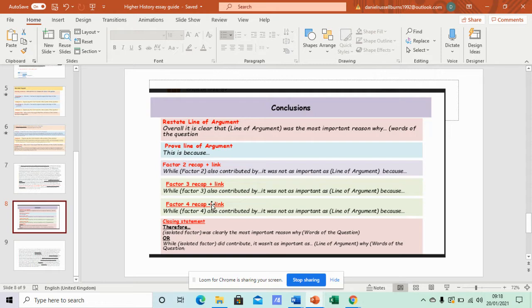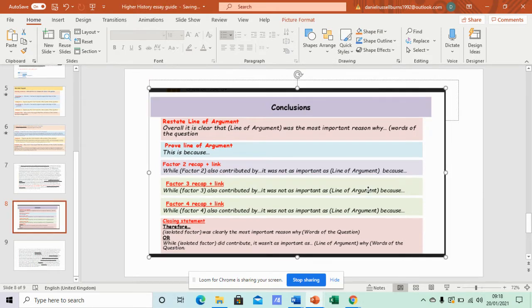Okay, so what you're doing is essentially taking your analysis point from one of your factors, and then you're just saying why it wasn't as important as the factor that you've discussed throughout your full essay as being the most important. Okay, then you just make a closing statement. So therefore, whatever your line of argument is was the most important reason why some women got the vote in 1918, why the French Revolution broke out in 1789.